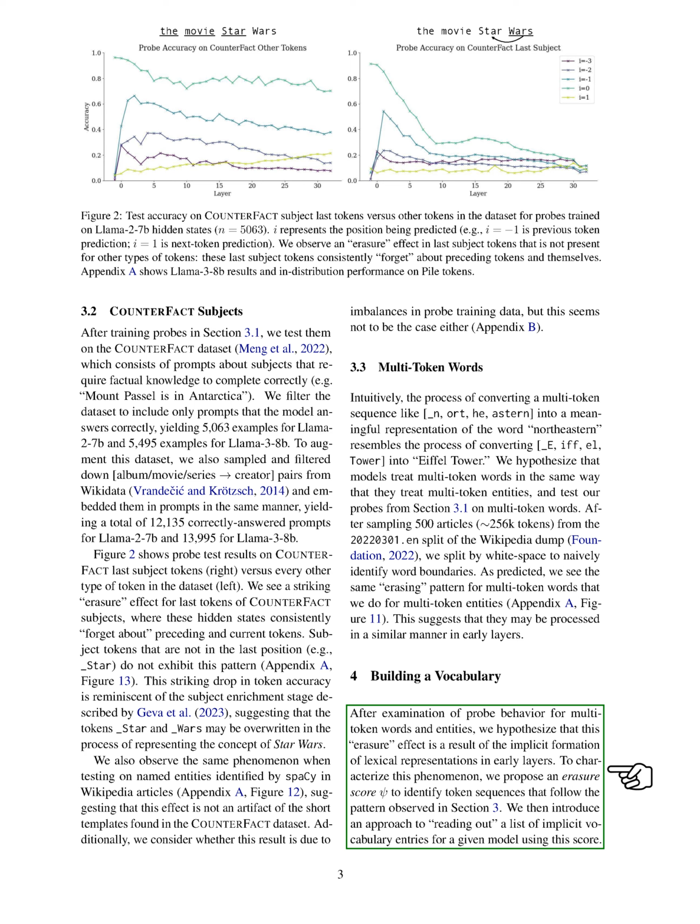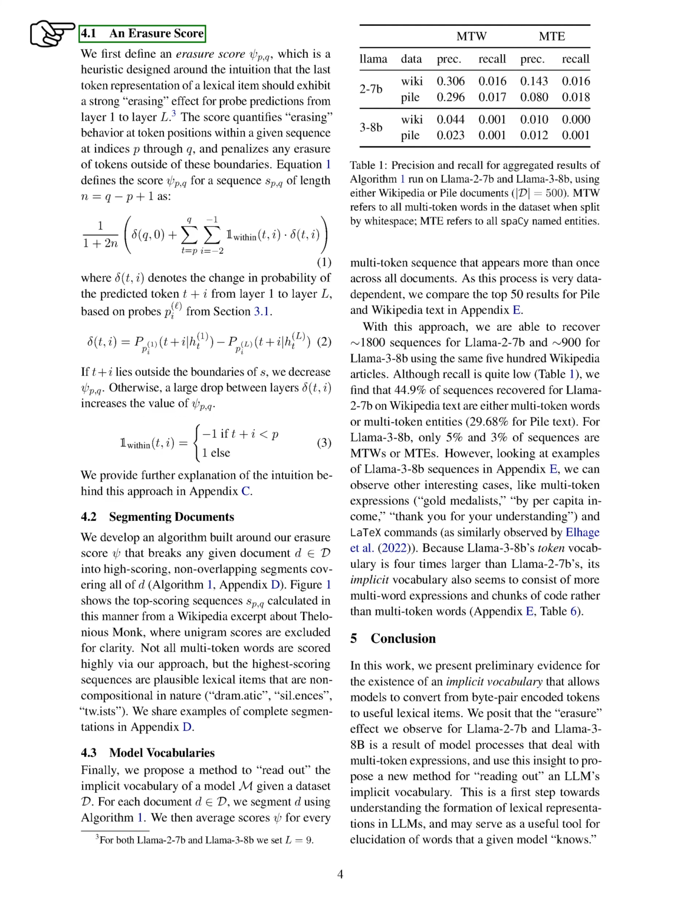To further understand this phenomenon, we introduced an erasure score, psi, to identify token sequences exhibiting the observed pattern. This score helps us identify implicit vocabulary entries in the model. The erasure score, psi(p, q), quantifies the erasing behavior at token positions within a sequence and penalizes any erasure of tokens outside of these boundaries. It is designed to capture the drop in probability of predicted tokens from layer 1 to layer L. We explain the intuition behind this approach in more detail in the appendix.